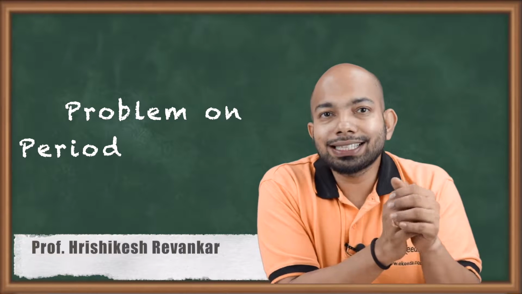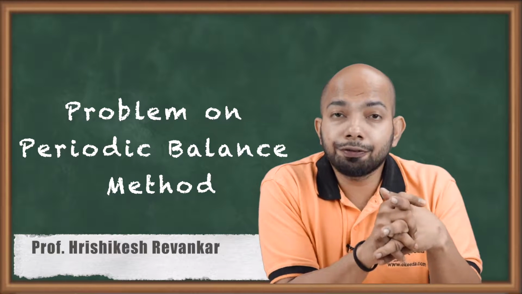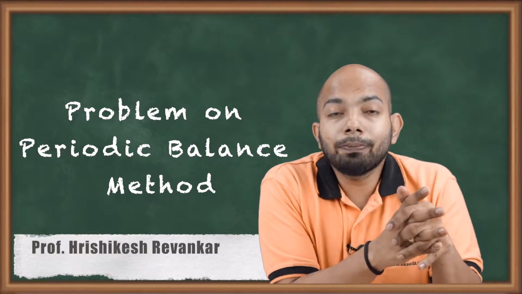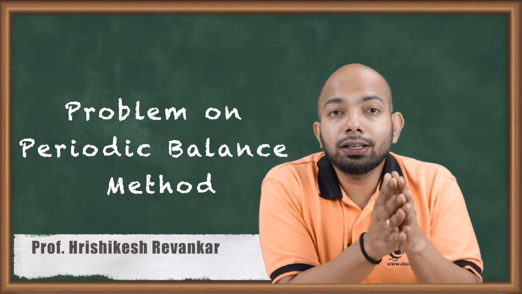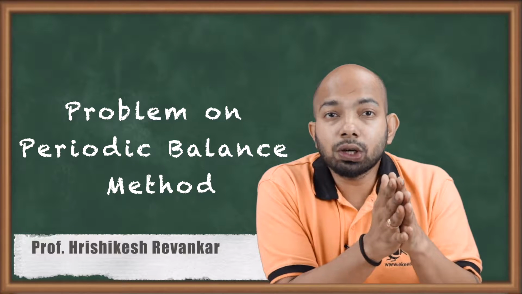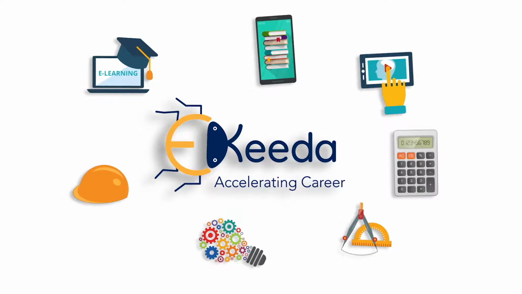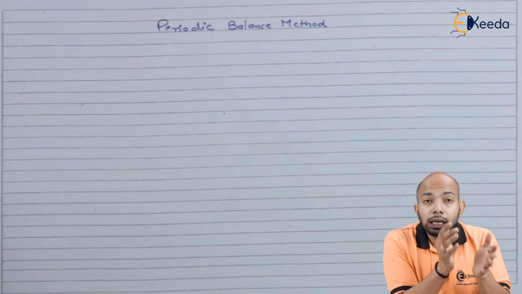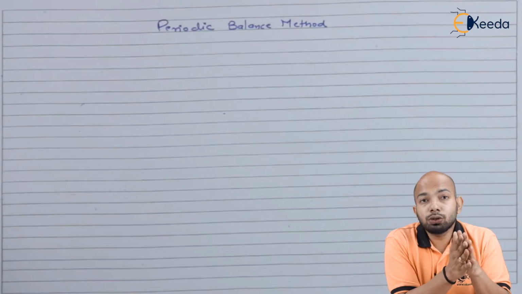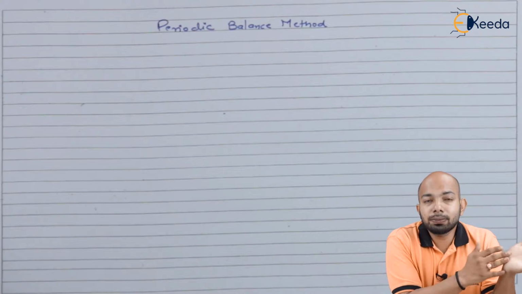Hello friends, we'll be discussing another illustration which will be referred to the problem on method 3, rather method 3 being used for preparation of account current. Now this method 3 is basically also known as periodic balance method.